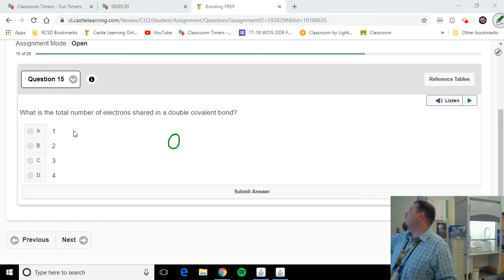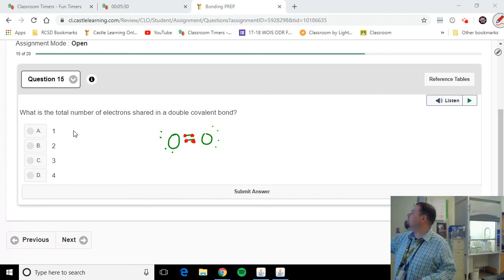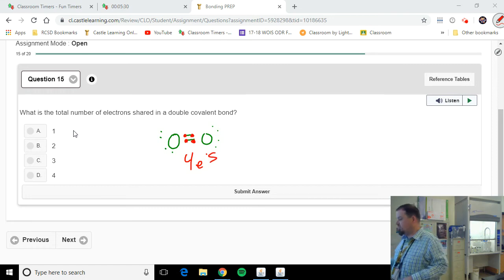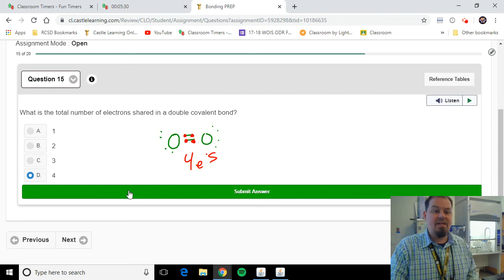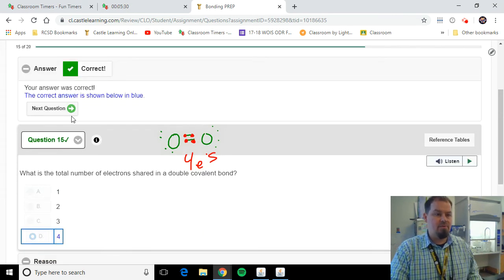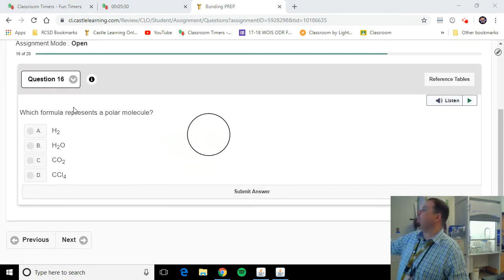So let me do oxygen, because I know that that's the most famous of my double bonded covalent molecules. It says the total number of electrons shared. Well, here's where I got to remember. There's 2 electrons in that bond and 2 electrons in this bond. So there are 4 total electrons being shared. Notice that this is a different kind of question than the other one that said pairs. I want to make sure both questions were there so we can understand and differentiate between the two. This one is easier. Pairs is tricky, so pairs, be careful, okay?